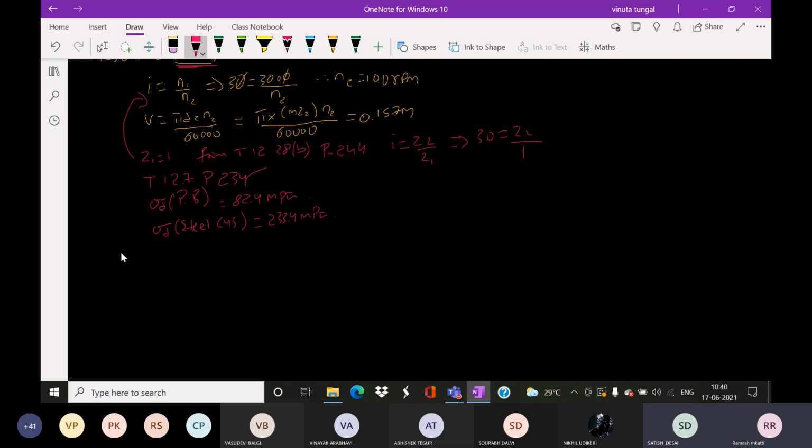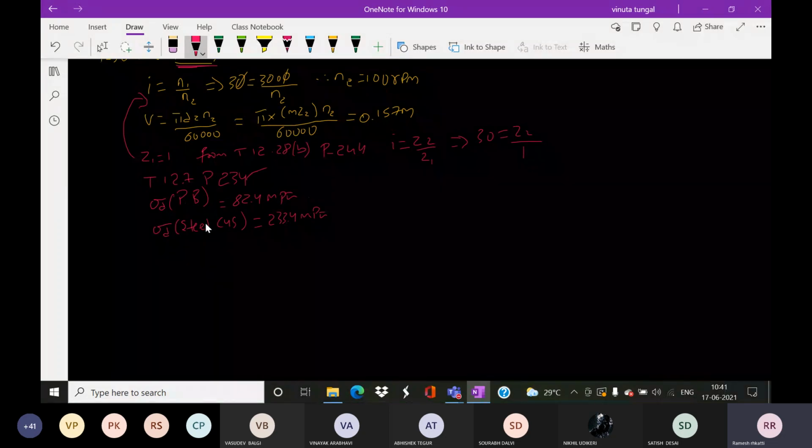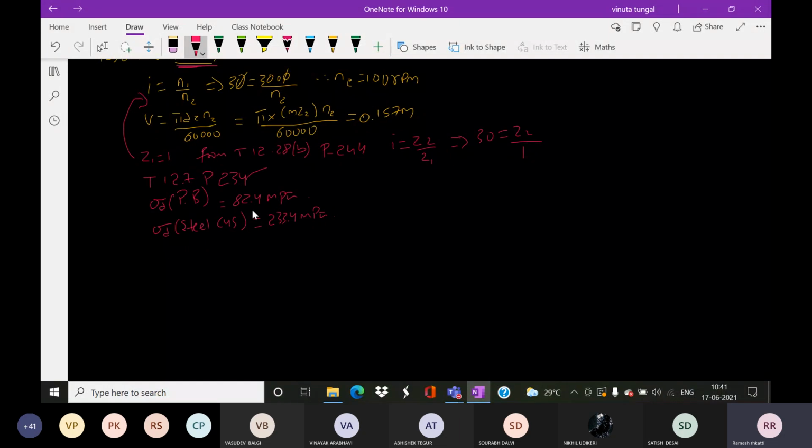Got it? Okay, sir. If they mention the type of material, from table number 12.7 you need to check which type of material is given, and according to that, note the allowable static stresses. After this, next you need to calculate the velocity factor, denoted by CV.